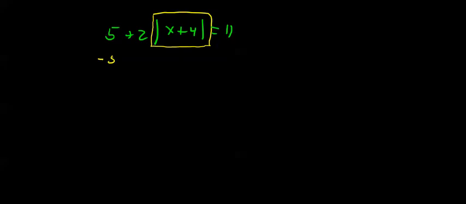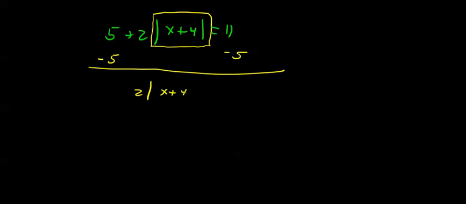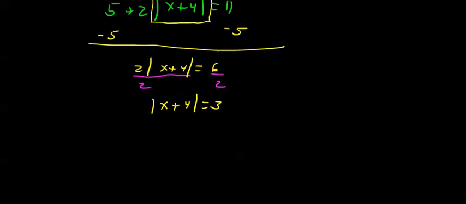So, we subtract 5. 2 times the absolute value of x plus 4 equals 6. Divide both sides by 2. And the absolute value of x plus 4 equals 3. We have isolated the absolute value.